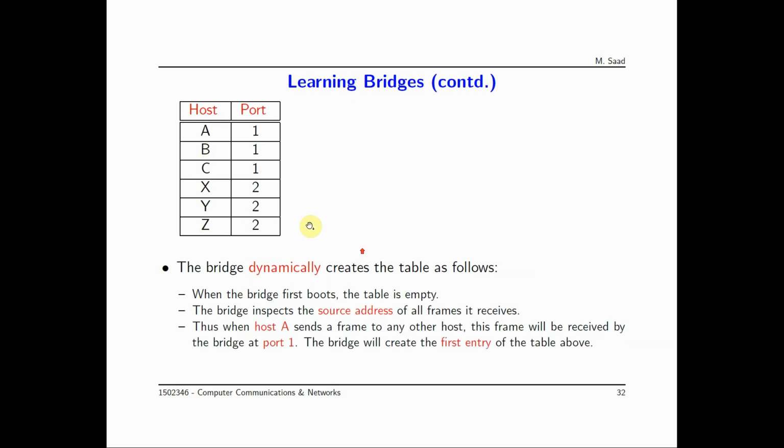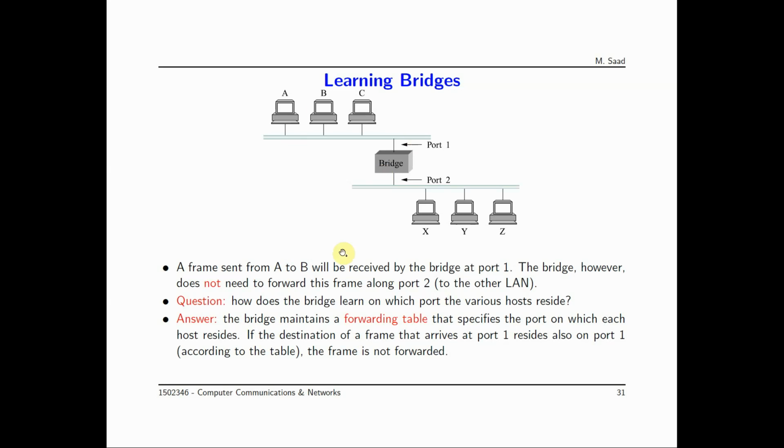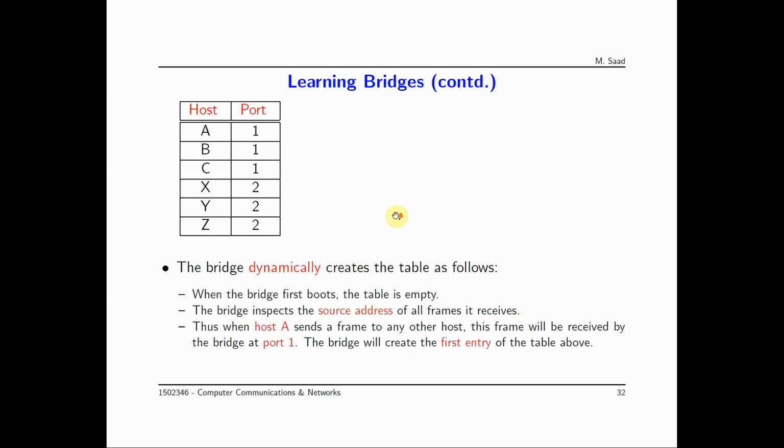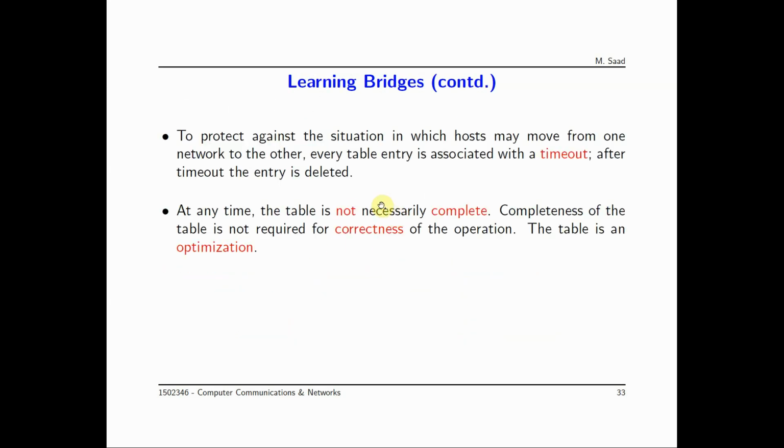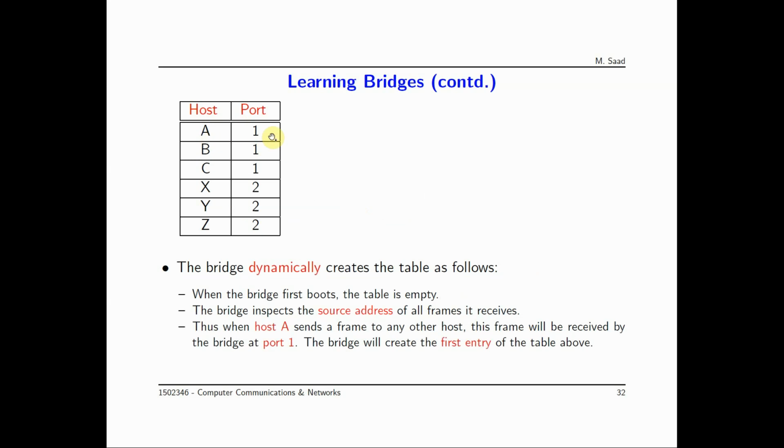So since the table was initially empty and then the bridge starts learning the table entry by entry depending on who transmits, followed by who, and in addition to the fact that once we have a table entry, it can get removed after some time, this gives rise to the fact that at any given time, the table might not be complete, right?